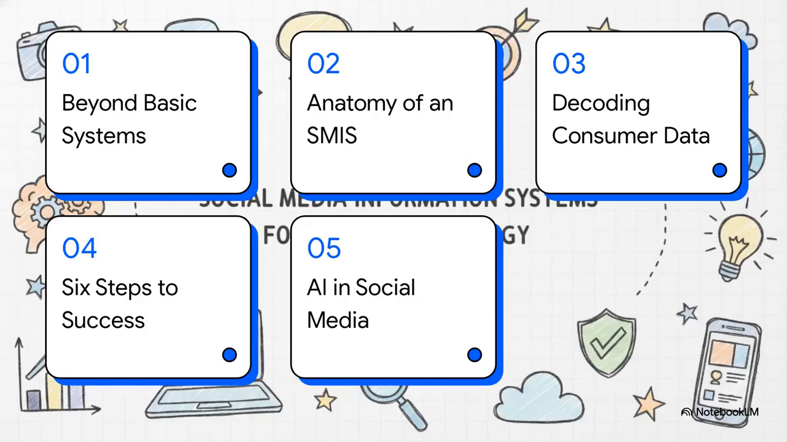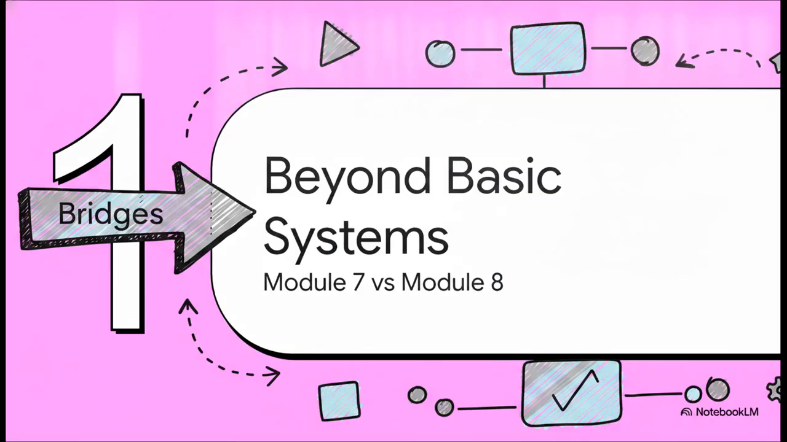Okay, so here's our game plan for today. We've got 5 key areas to hit. First, we're looking beyond basic business systems. Second, the anatomy of an SMIS. Third, we're going to decode consumer behavior data. Fourth, we'll walk through a 6-step framework for SMIS success. And finally, we'll dive into the wild world of AI in social media. Let's just jump right into it.